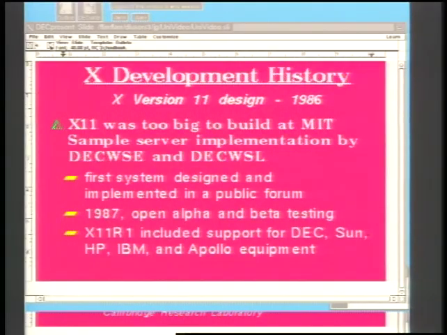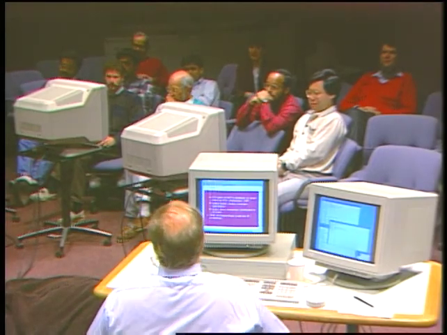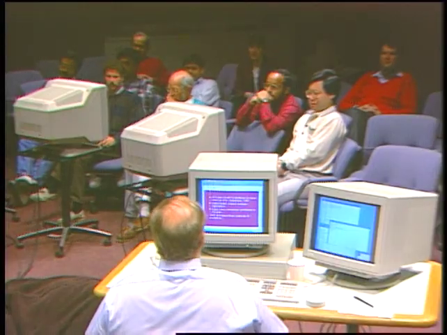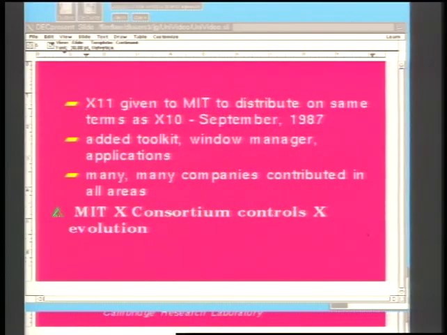X version 11 distribution. In any case, the whole design was conducted completely in public. The specifications were put out for public review. We got many comments back from many people all over the world, and one of the world's larger alpha and beta tests occurred during 1987. I'd like to emphasize that many companies contributed in all areas of X version 11, to which we're all very grateful.